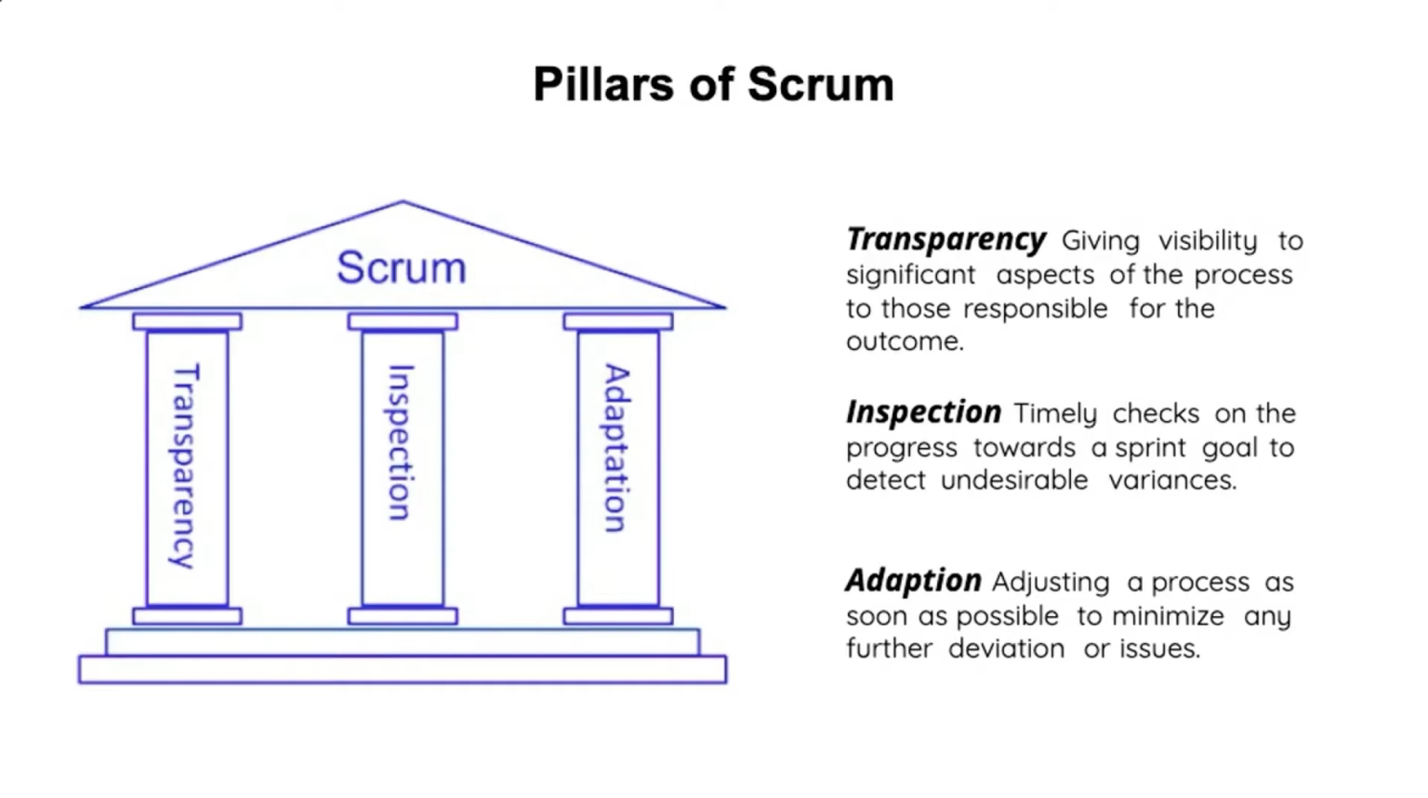And then you have the pillar of inspection, wherein you have timely review meetings and retrospective meetings to measure your sprint goal and detect undesirable variances. And then you have adaptation in general, wherein you evaluate with your team if the process that you're following is right, if there's anything new that you have to do. So there's a constant process of transparency, inspection, and adaptation.